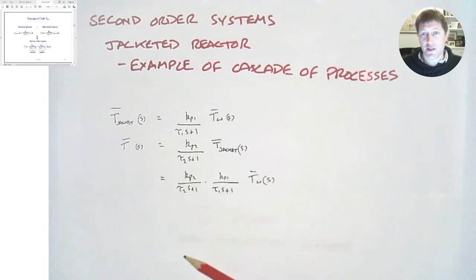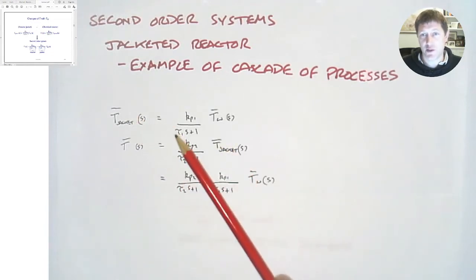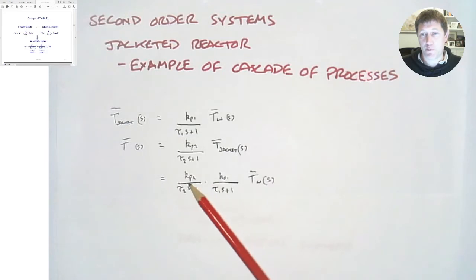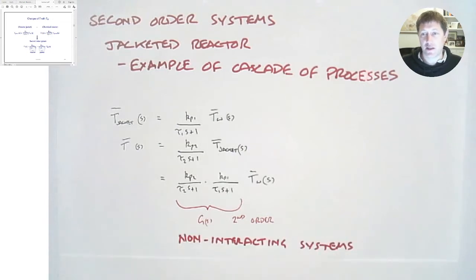So if we want to see how that combines, here's T jacket, and we can simply substitute our expression for T jacket into it. So that's the first part, and then substituting in T jacket here multiplies together the two first order transfer functions, and this will give us a combined transfer function which is second order. And that's how non-interacting systems work.